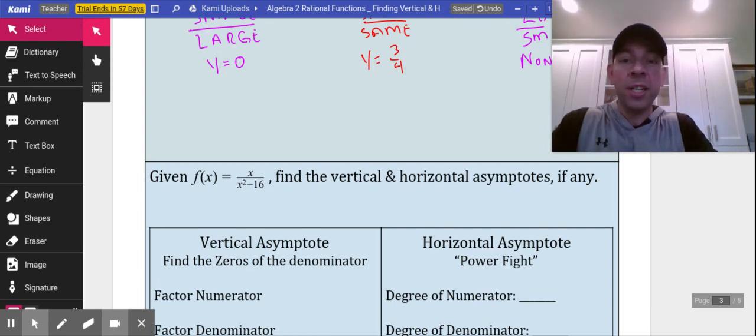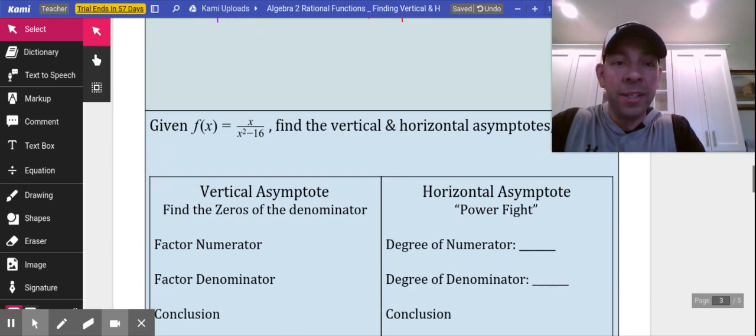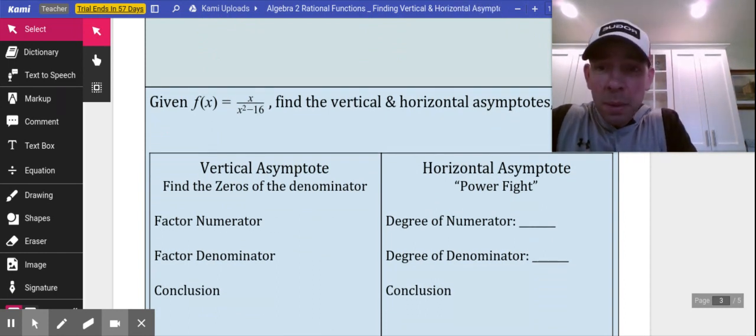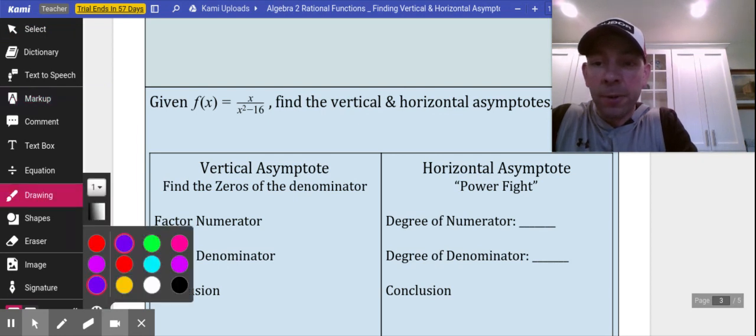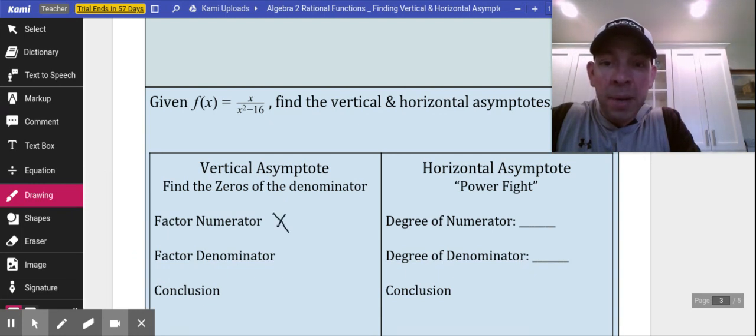We've been given this function. Can you find the vertical and horizontal asymptotes? I like to try to do both at the same time because it forces us to really focus on the different processes here. How are they different? So for my vertical asymptote, I just want to make sure that I've got everything factored. So the numerator can't be factored. It's already a monomial. The denominator can be factored.